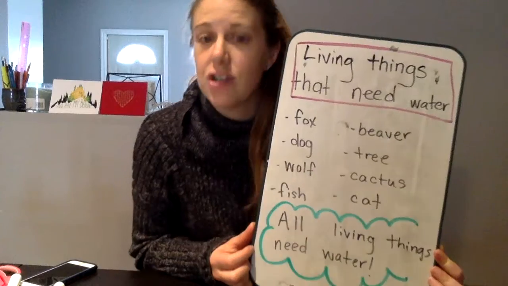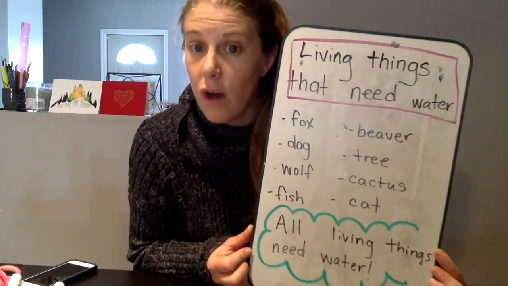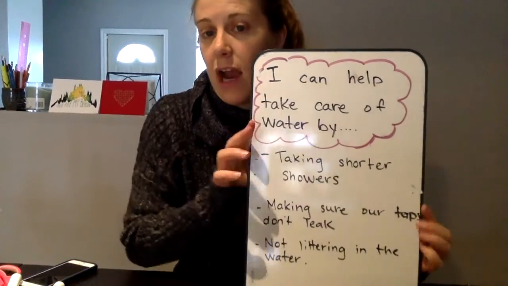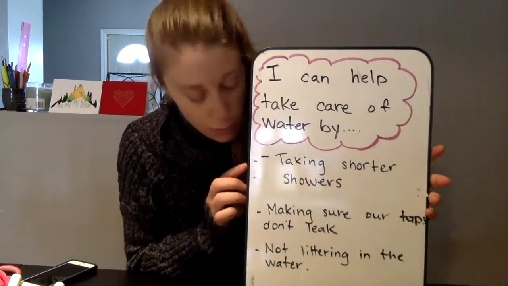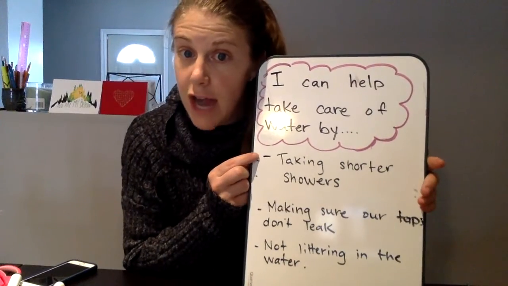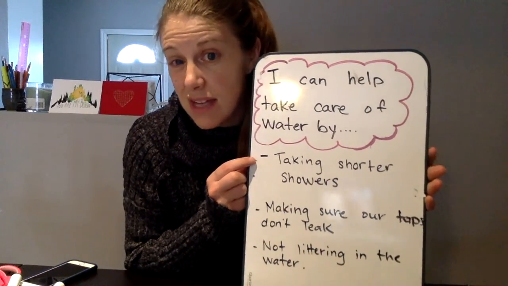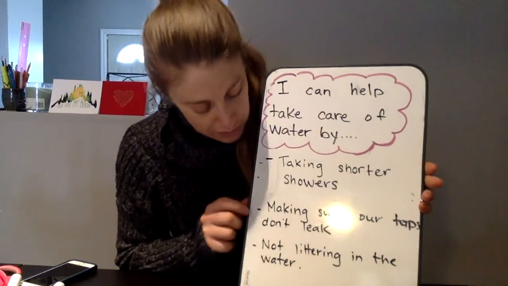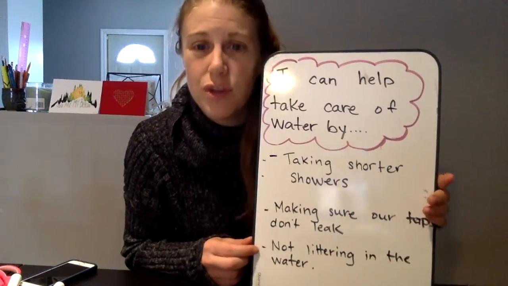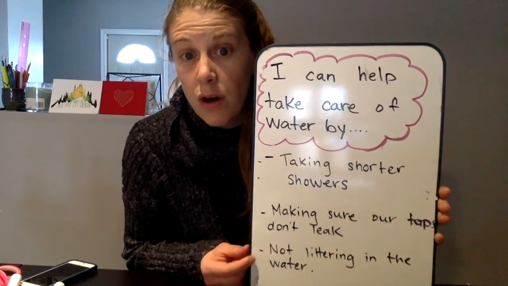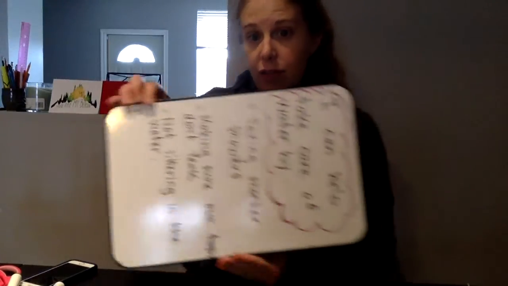And because of that, we need to make sure that we're taking care of the water in our community. So I also asked you to think of some ways that you can help to take care of the water in our community. Some really great answers that I got were things like taking shorter showers. Really anything that we can do to use less water is a way that we can help to protect the water. We can also make sure our taps don't leak, and we can make sure that we don't litter in or around the water to help make sure that the things that live in the lakes and the rivers and the streams near our community can stay healthy.